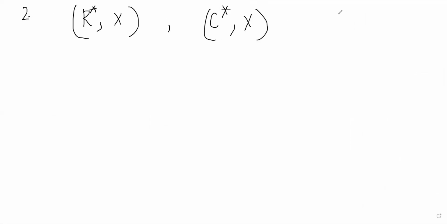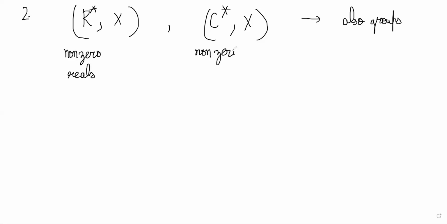Another similar example that you can think of is non-zero real numbers, also non-zero complex numbers under the multiplication operation are also groups. So this is the set of non-zero reals, and this is non-zero complex numbers. These also form your groups. Okay, we'll go ahead now and we'll discuss some more properties here.